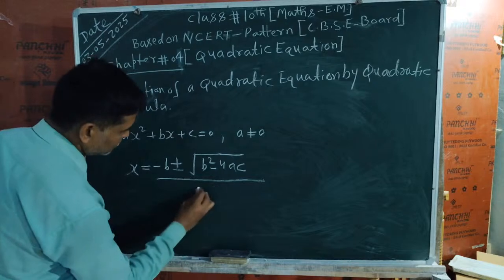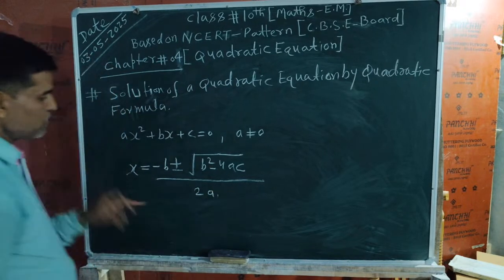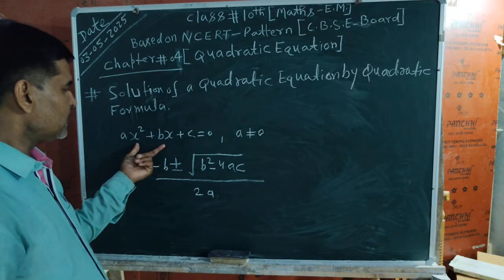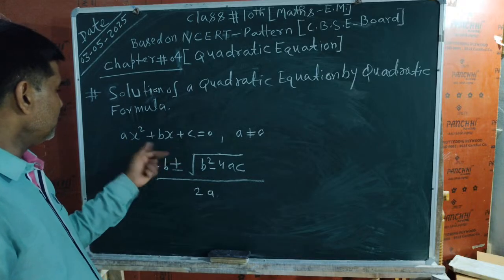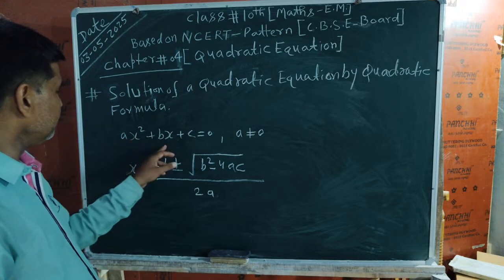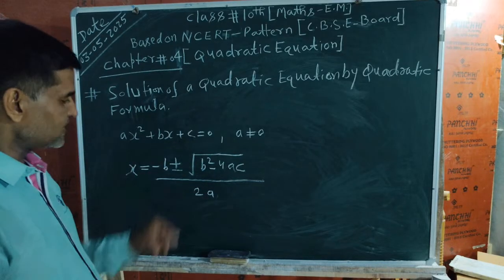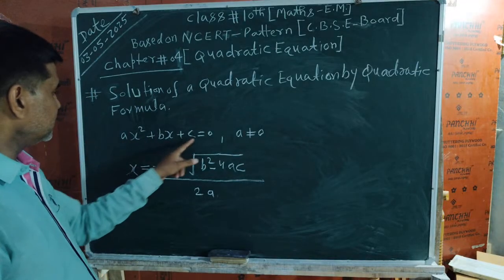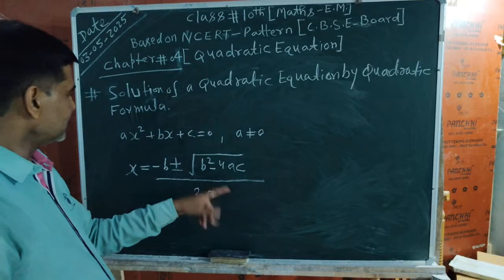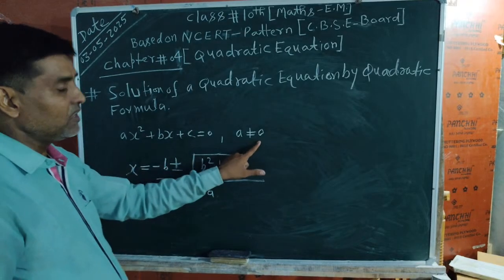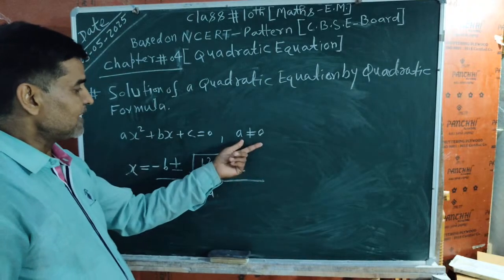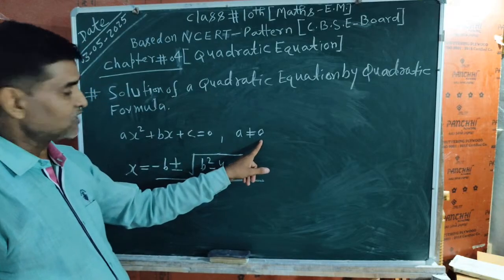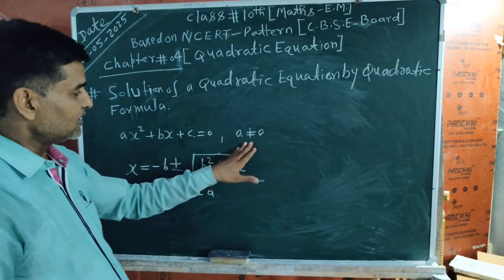and then divided by 2a. Here a, b and c are the constants available in the quadratic equation, and the values of a, b, c can be from minus infinity to plus infinity, but the value of a cannot be 0. Okay, student, it means that in that domain the value a equal to 0 I will exclude. Exclude means in that domain I will not contain the value of a.